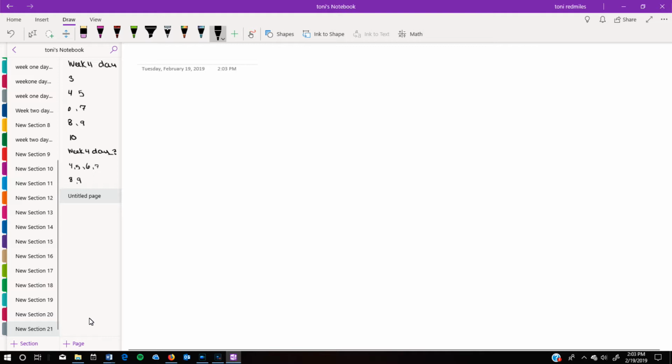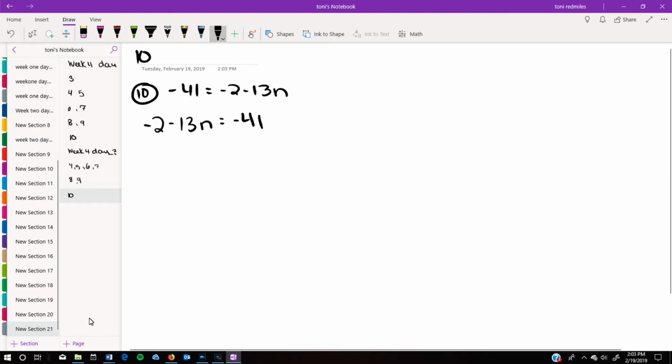All right, just a few more to do. Negative 41 equals negative 2 minus 13, and I'm going to rearrange. As long as I keep their signs the same, I can rearrange, put them anywhere I want. I'm going to even rearrange a little more than that. So it's a negative 13n here. It's still a negative 13 here, n here, negative 2 here, negative 2 here, negative 41, negative 41.